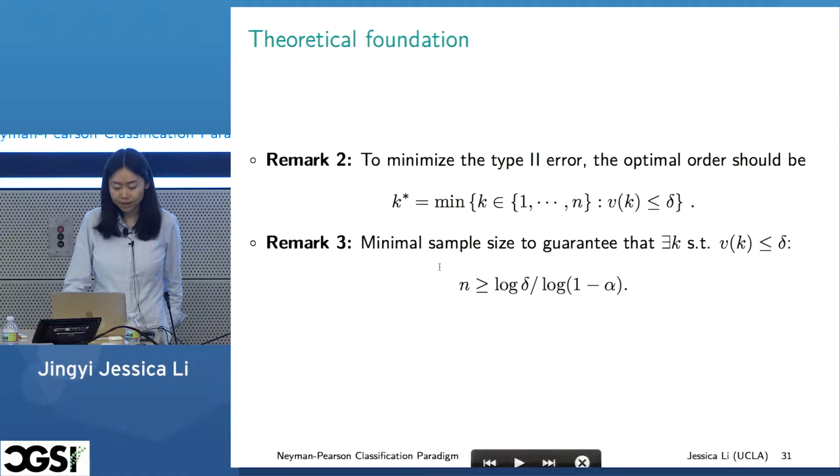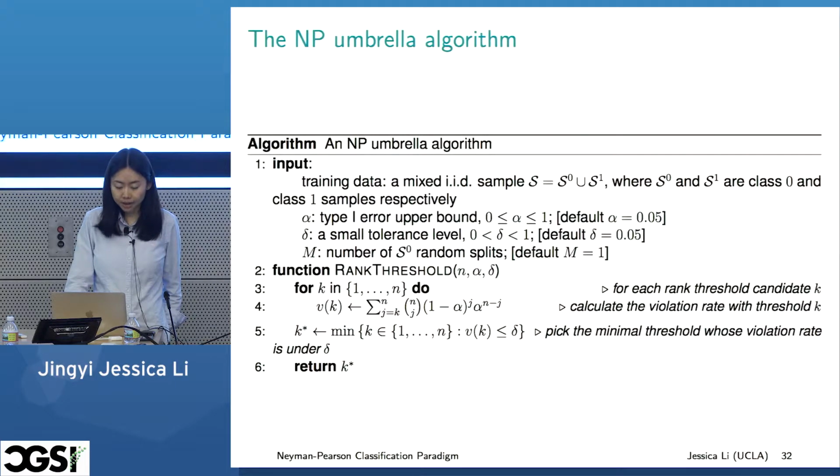Okay, so I'll just repeat the algorithm to summarize. We divide our training data into two parts, a mixed part and the left out class 0 part. Alpha is the type 1 error upper bound. Delta is your tolerance level for the violation rate. And also, to make our algorithm robust, we do multiple random splits. The algorithm holds for every split, but if you do multiple random splits and combine the results, it will be more robust, just as we expected.